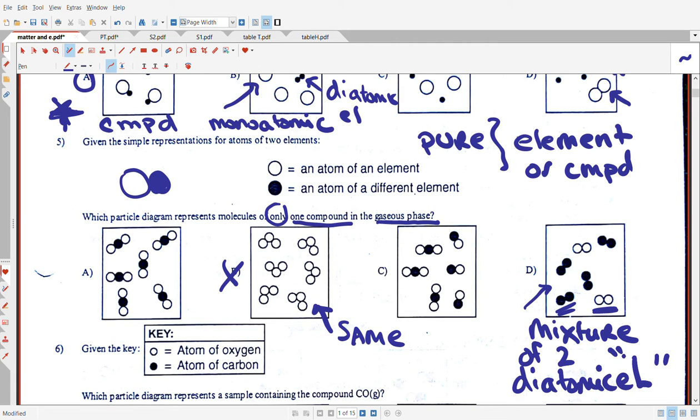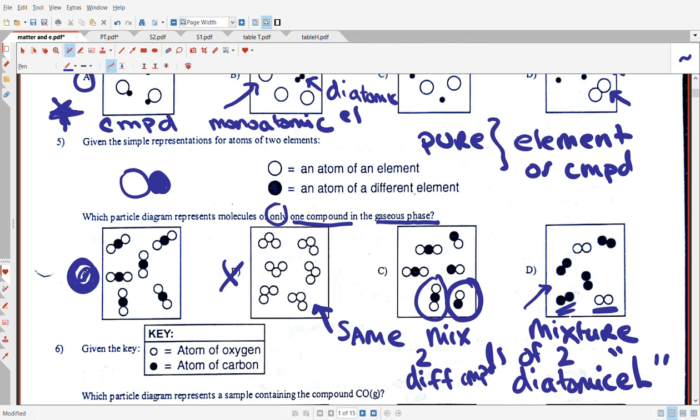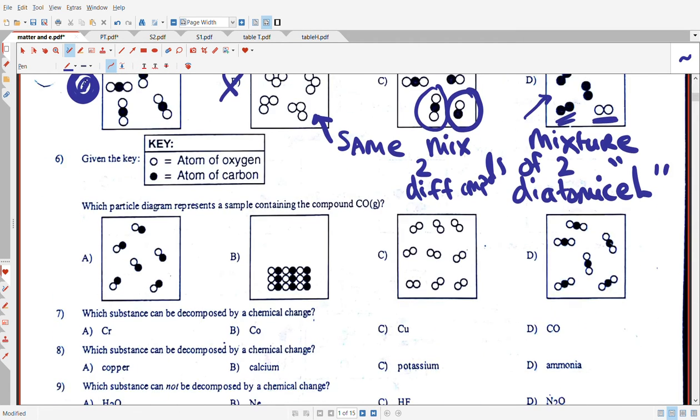I'm going to use L for elements. Now, you have to look closely. This is 1 black and 1 white, and this is 2 white and 1 black. So this is a mixture of 2 different compounds. And now this one, they're all the same, so that's why it's just one compound. Now, how do I know it's in the gas phase? Because it's all spread out. It's not stuck together. And if you look at this one, we want CO in the gas phase. This one, choice B, is solid because they're all stuck together.